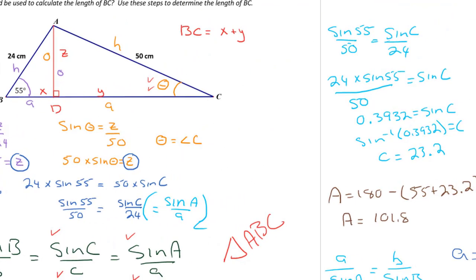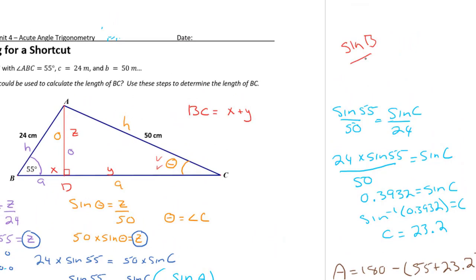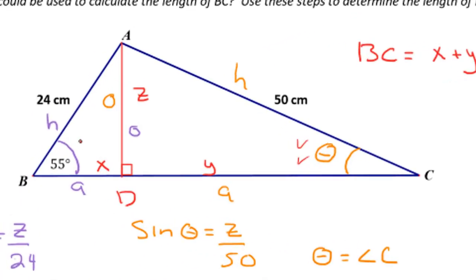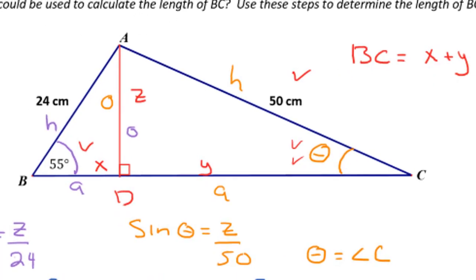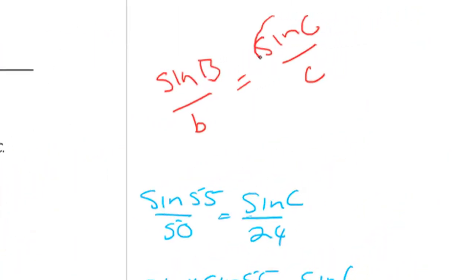To start off with, I'm going to use sine of B over B because I know angle B and I'm given side B. That's going to help us. And I'm going to use sine of angle C, I don't know that one, over side C, which I do know. So basically I have a ratio here and I have one unknown. And now I can solve for angle C by using the sine law.